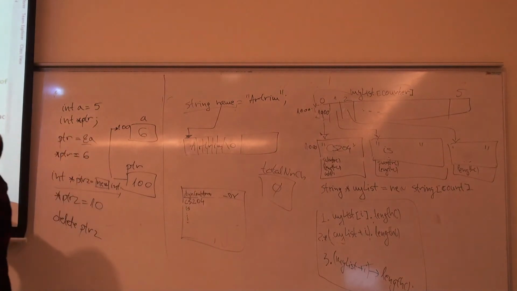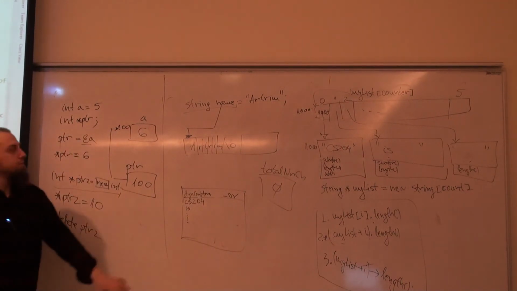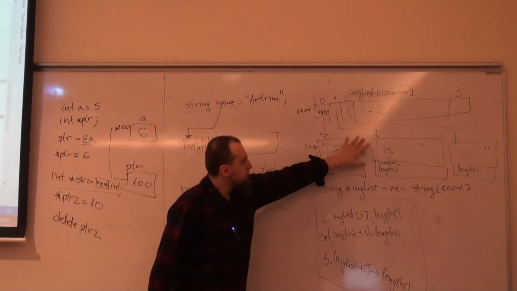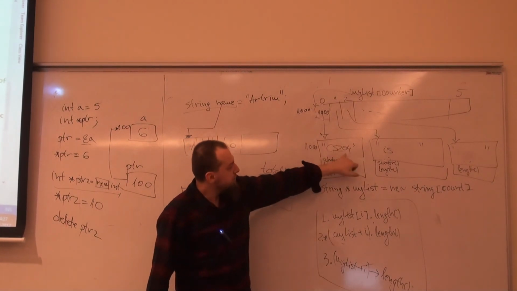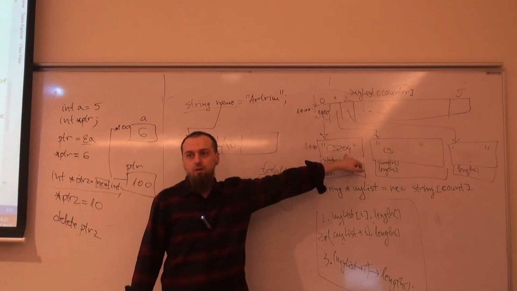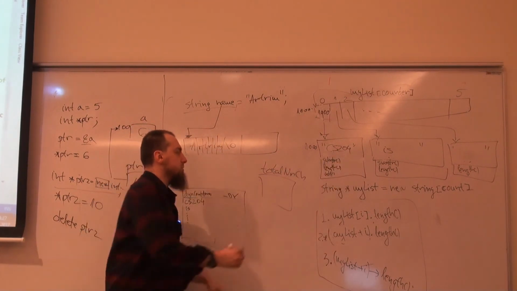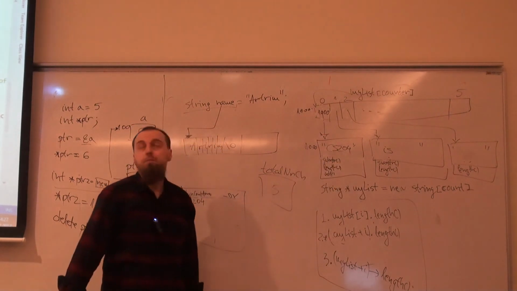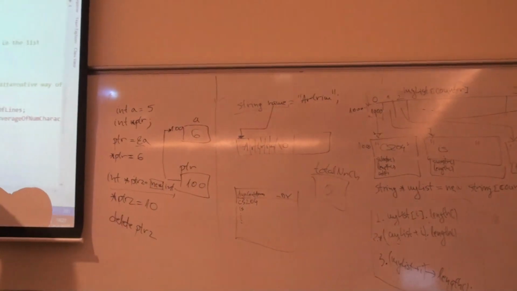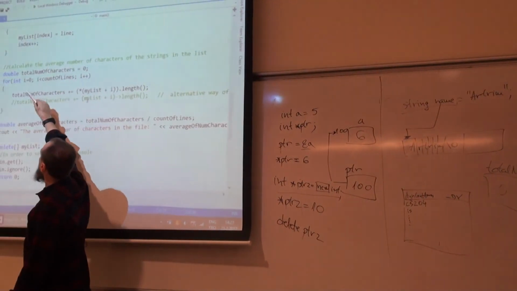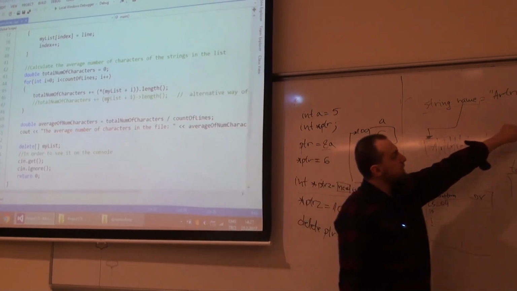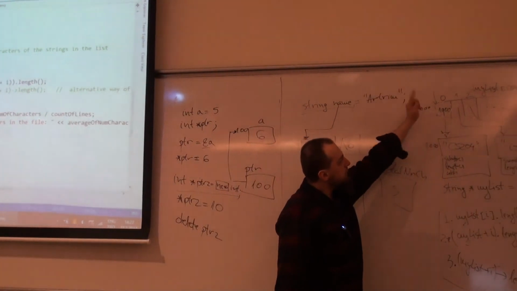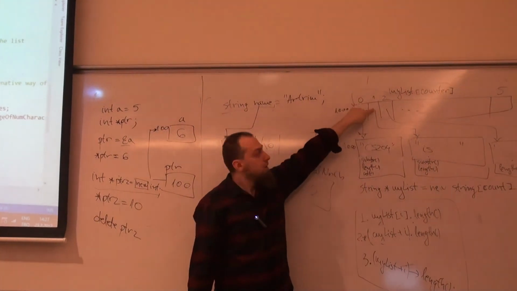The star makes me to access this box. Length is the length of this guy. How much is that? It's 5. So total length of characters is going to be 5. Okay? Now I increment I by 1. It's 1 now. And I'm going my list plus 1. So my list is 1000. Plus 1, it goes to this pointer here.